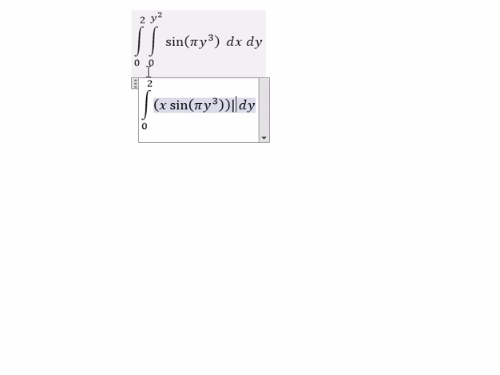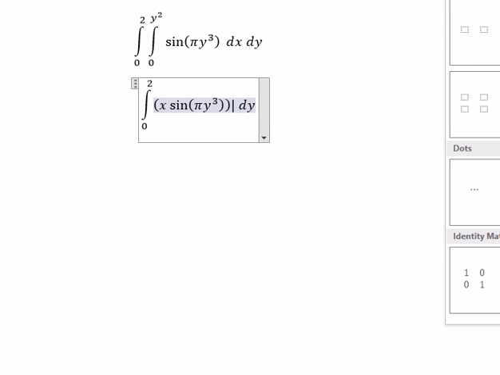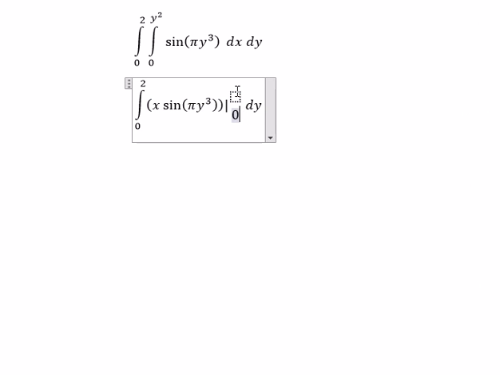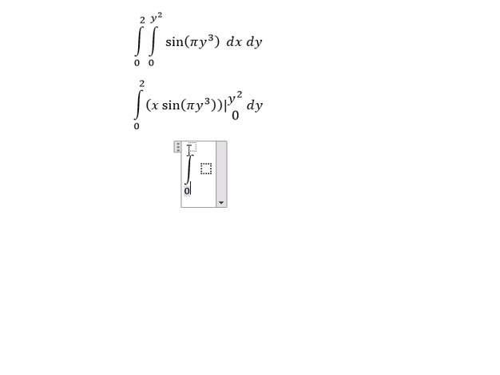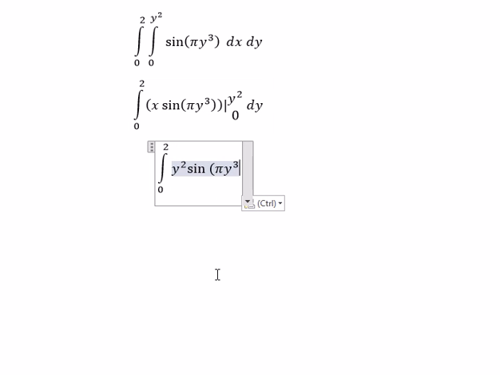So we have the number 0 and y square. So we will put y square in ask and 0 in ask. So you just got only the integral from 0 to 2. That's the about y square multiplied with sine of b multiplied with y to the power of 3 dy.